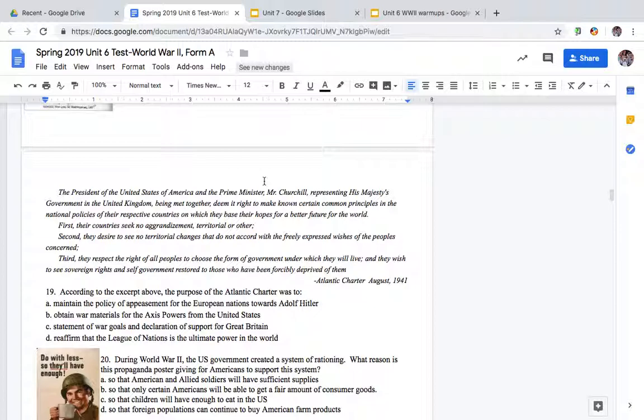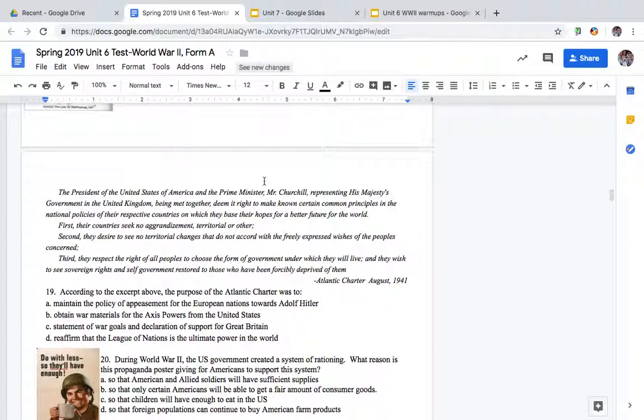According to the excerpt above, the purpose of the Atlantic Charter was to A. Maintain the policy of appeasement for the European nations towards Hitler. B. Obtain war materials for the Axis powers from the United States. C. Its statement of war goals and declaration of support for Great Britain. D. Reaffirm that the League of Nations is the ultimate power in the world.